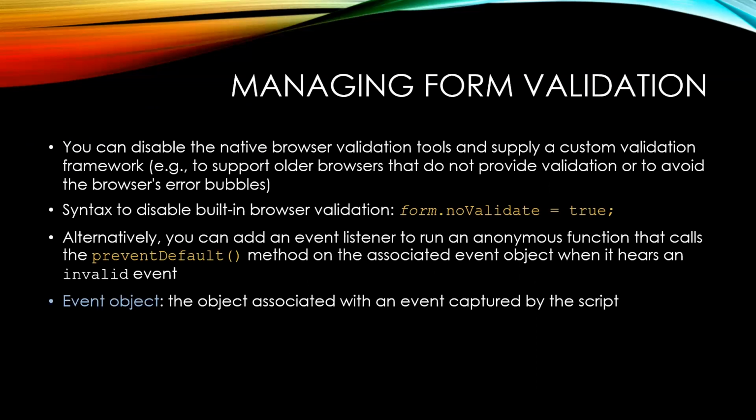You can also disable your browser validation tools and give it a custom validation framework that you create yourself. In order to do that, you say form novalidate equals true. Alternatively, you can add an event listener to run an anonymous function that calls prevent default when it hears an invalid event. What that's going to do is prevent the default browser validation tool and force it to go to the custom one. Your event object is the object associated with the event, which is captured by the script.